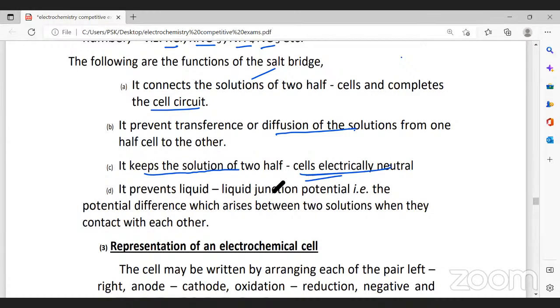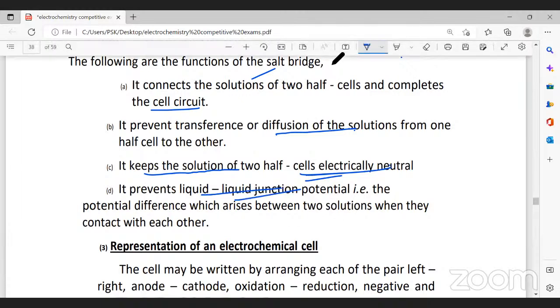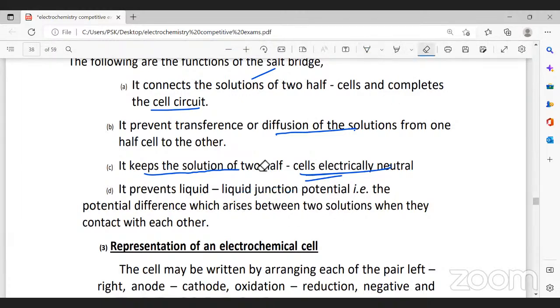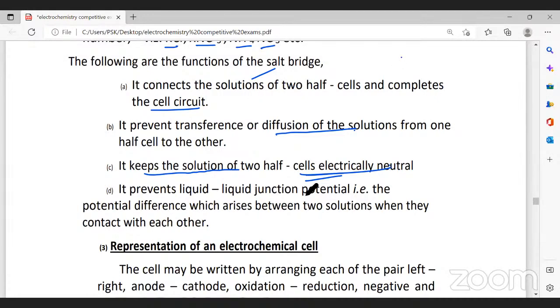Then it prevents liquid-liquid junction potential. What do you mean by liquid junction potential? That is the potential difference which arises between two solutions when they are in contact with each other. So the salt bridge prevents liquid junction potential, and mention only this. The functions of the salt bridge are important.